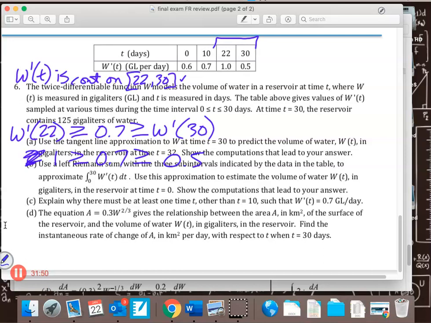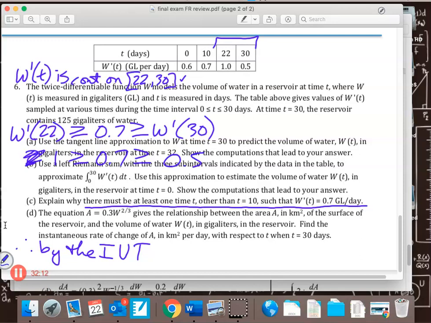Okay. And then you have to write your conclusion. That's it. Check, check, conclusion. Therefore, by the IVT, name the theorem by name, and then rewrite the question without the explain why part. There must be at least one time other than t equals 7 such that W prime equals 0.7 today. You just rewrite the question.